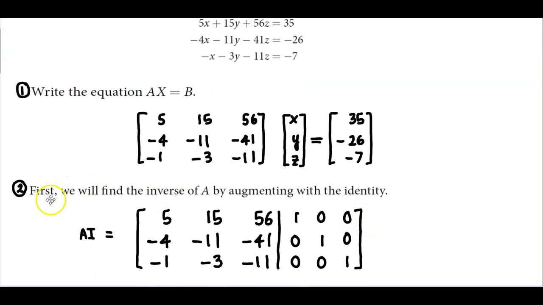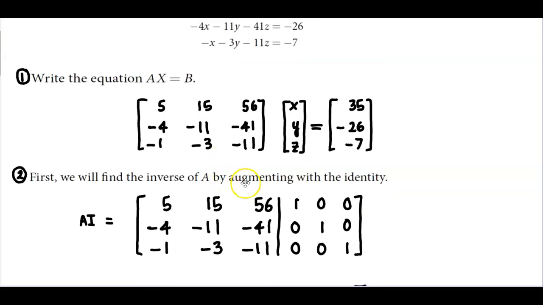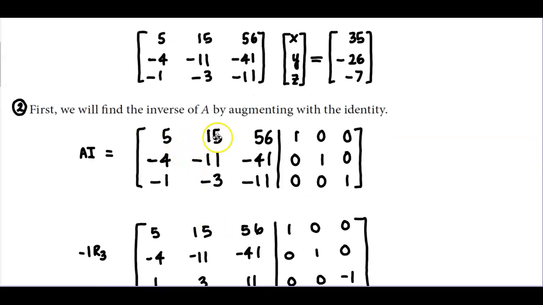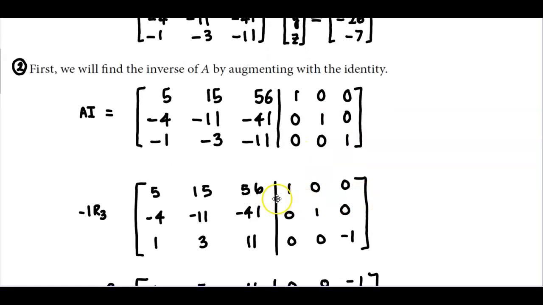So the first thing we want to do in step 2 is find the inverse of matrix A by augmenting with the identity, since we do not have a formula for that. So we have 5, 15, 56, negative 4, negative 11, negative 41, negative 1, negative 3, negative 11. We have 1, 0, 0, 0, 1, 0, 0, 0, 1. So the first thing we want to do is get a 1 in the upper left-hand corner.